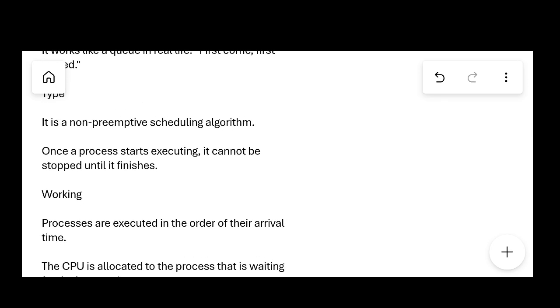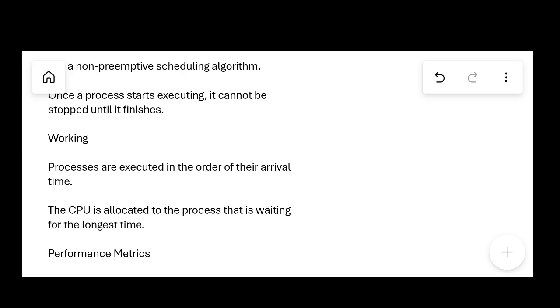Working: processes are executed in the order of their arrival time. The CPU is allocated to the process that has been waiting for the longest time.